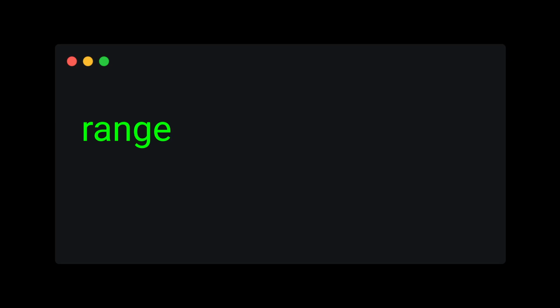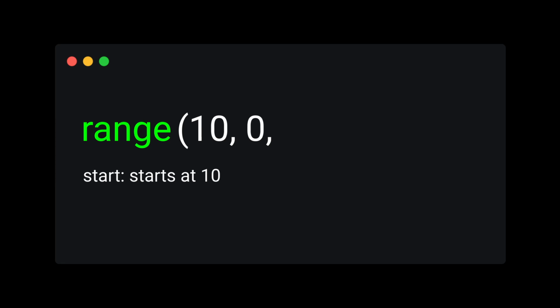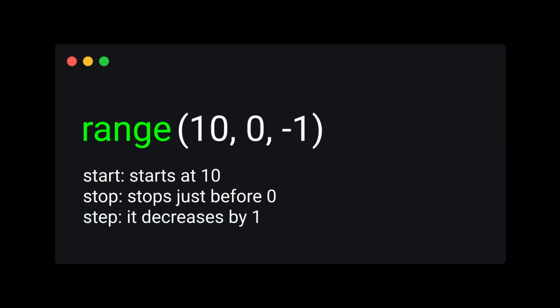Let's break down the arguments we used in range. For start, which is where the loop begins, we use 10. In stop, which is where the loop stops, we used 0. But remember, Python stops one step before the stop value, so in this case, it stops before 0. And then step, that controls how much to increase or decrease each time the loop runs. Here, we're using minus 1 to count down by 1 with each iteration.